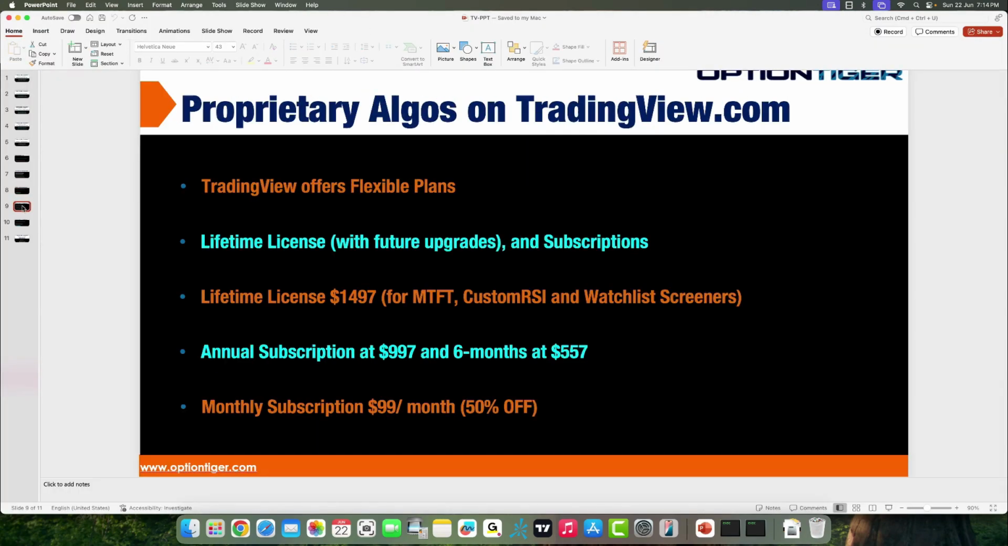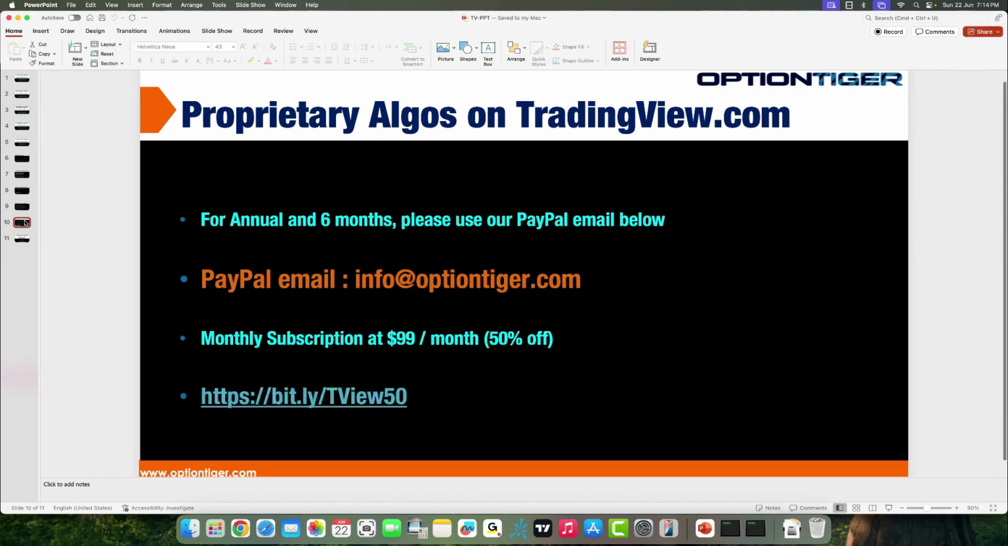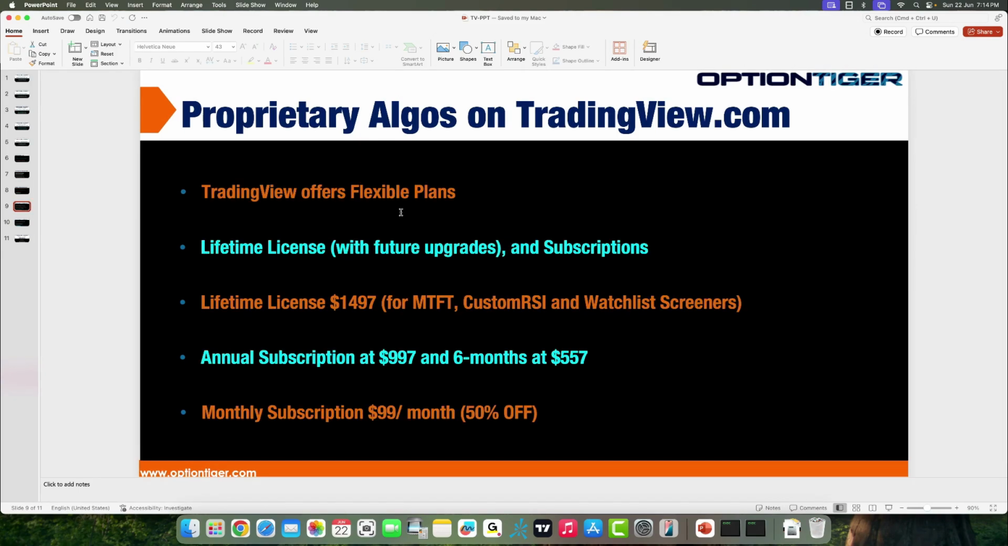So let me just get into that over here. TradingView offers very flexible plans. You have, of course, the lifetime license, with future upgrades and subscriptions. The lifetime license goes for $14.97, and the annual subscription can be for $9.97, and the 6 months for $5.57. You also can have a monthly subscription as well for $99 a month, which is 50% off. And this is some PayPal information which I'll get to later. But basically, we have very, very flexible plans on TradingView.